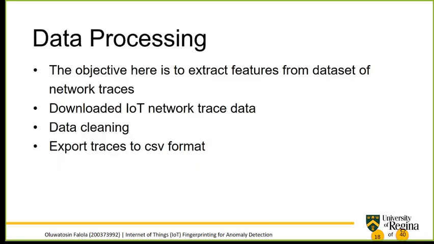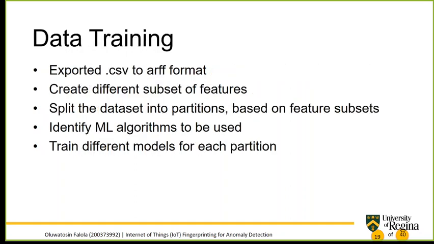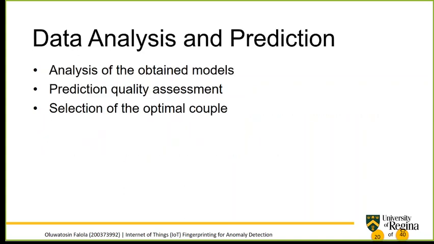Now, in data processing, the objective here is to extract features. When I extract the features of network traces, I download them and then bring out the traces, clean them, and export them to a usable format. Then I train the algorithms on them. And then finally, I do the analysis based on the subsets that I have grouped from the main features.